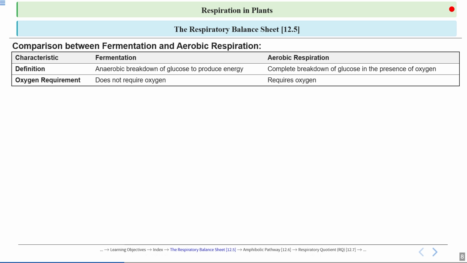So if we talk about the end product of fermentation, we generally have carbon dioxide or ethanol in the case of alcoholic fermentation. And in the case of lactic acid fermentation, we know it is lactic acid. In aerobic respiration, our end products are water.